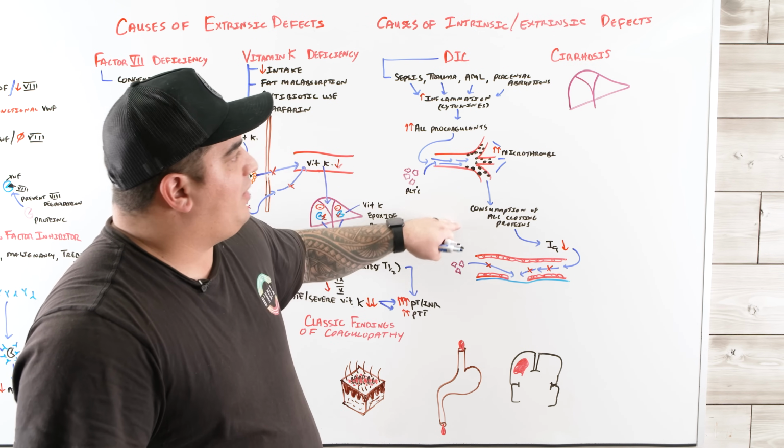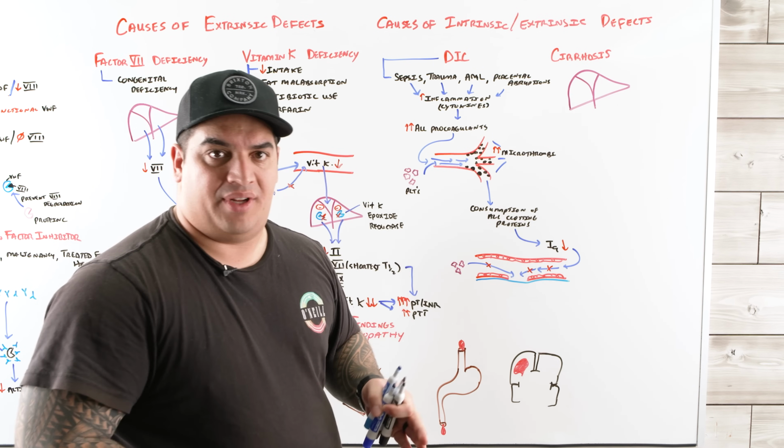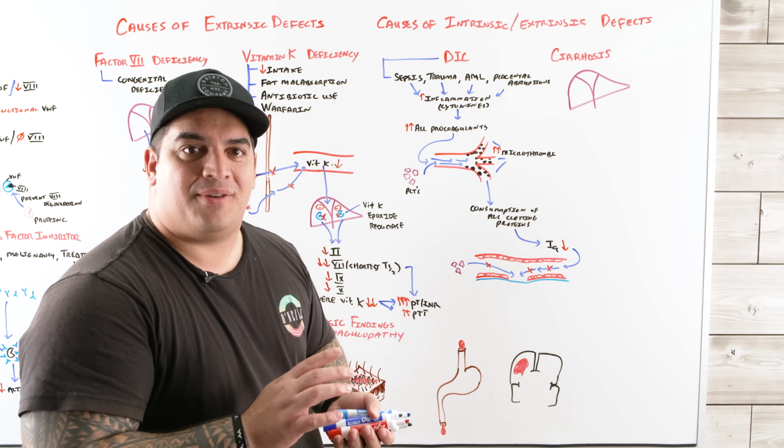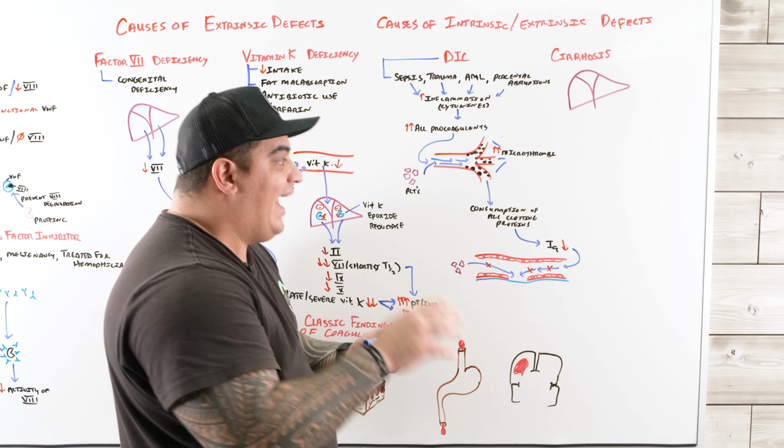So here's the really important thing to remember for DIC. With DIC, you consume all clotting proteins. So when I look at these patients, I'm going to have clotting proteins that are affecting both their PT-INR and their PTT.